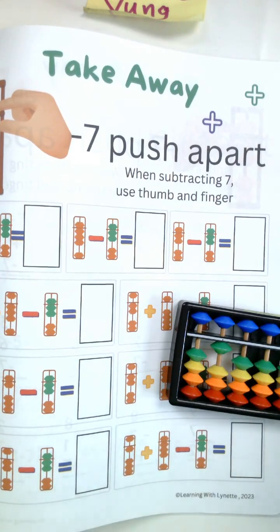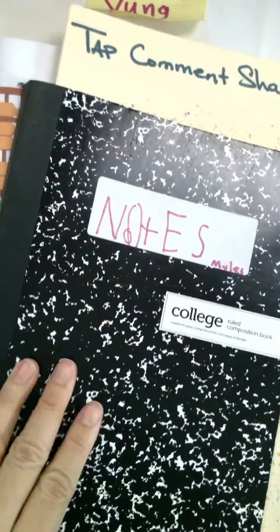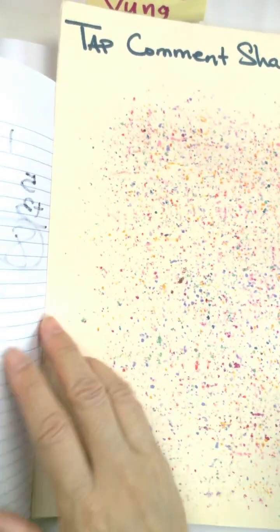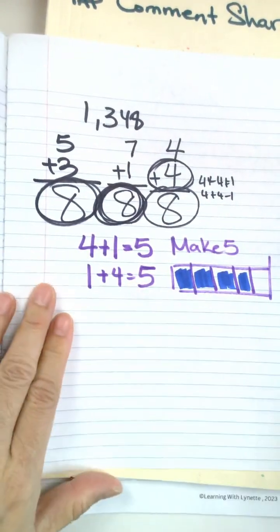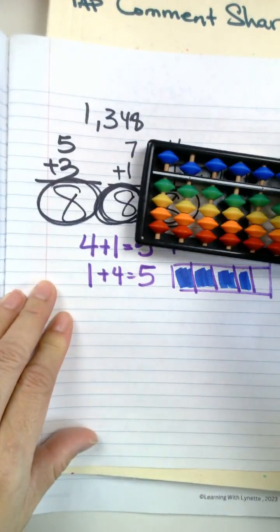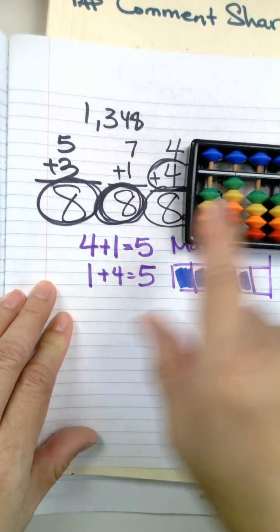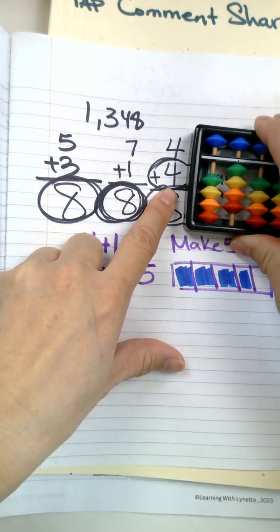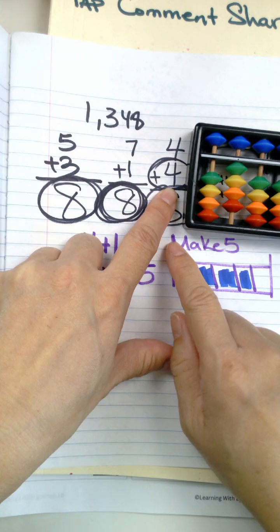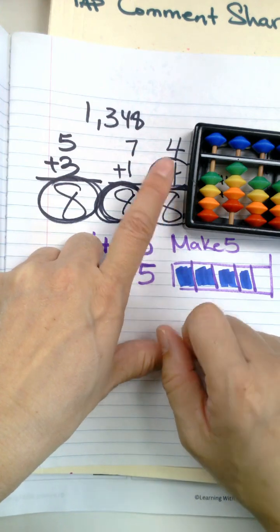So here was the question, right? The question was 4 plus 4. Now, what is 4? We're going to make a 5. Why are we making a 5? Because if you notice on my abacus, I don't have enough beads for 4. We've memorized our doubles. But in abacus, we don't memorize doubles.